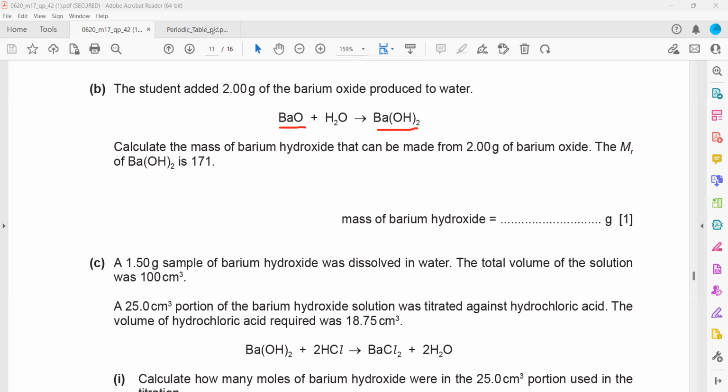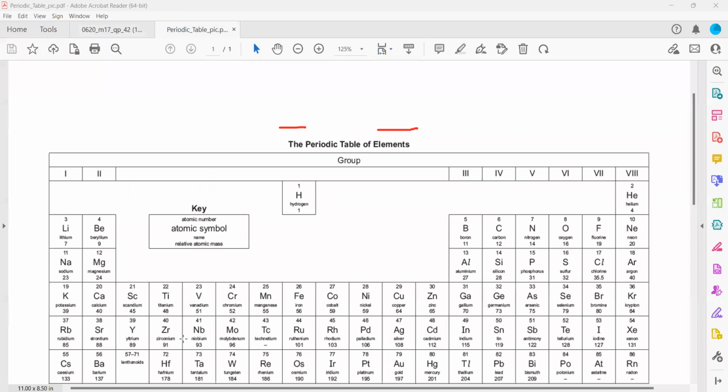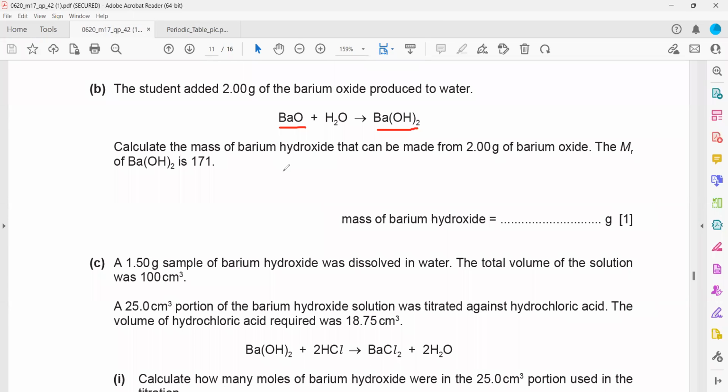When you check the periodic table, barium we already did, that was 137. So we have barium 137 and one oxygen, so 137 plus 16, that will make 153. So barium oxide is 153.